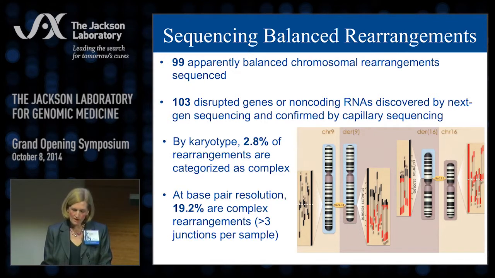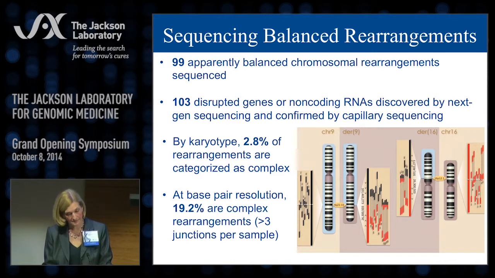We thought by the karyotype analysis that about 3% of the rearrangements could be categorized as complex, meaning there were more than 2 breakpoints. But at base pair resolution, we find that about 20% are complex rearrangements, so greater than 3 junctions per rearrangement.